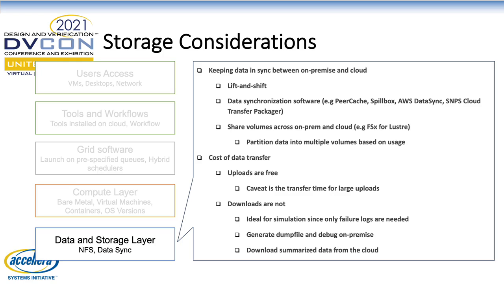Examples are AWS DataSync, PeerCache, or Spillbox. In our internal effort, we used Spillbox to manage this for us. Most of these services work by automatically copying the data over when first accessed and caching it for further use. One other consideration for simulation jobs is that the I/O ops allocated for storage, like FSx for Lustre, has a significant impact on the performance. Allocating a larger volume will give you higher I/O ops, which translates to a faster simulation run.